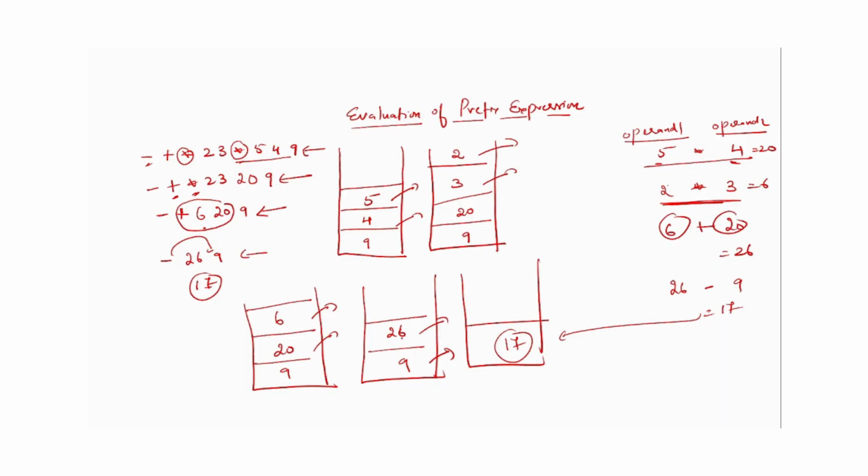The only confusion is that first we need to pop out. See here, let's take the example. We popped out 26, we popped out 9, then the stack becomes empty. Then we calculate 26 minus 9, 17, and then we push 17 into the stack. So this answer is equal to the earlier answer, which means that our evaluation is correct.